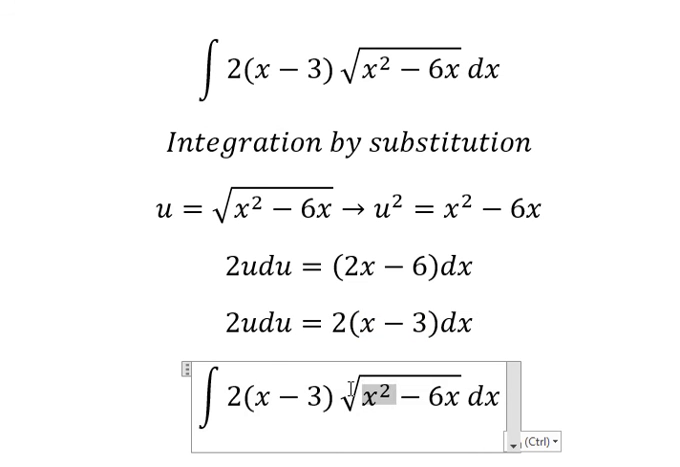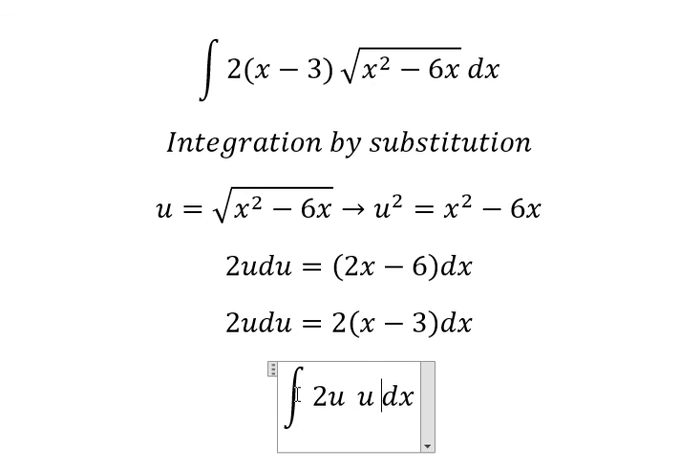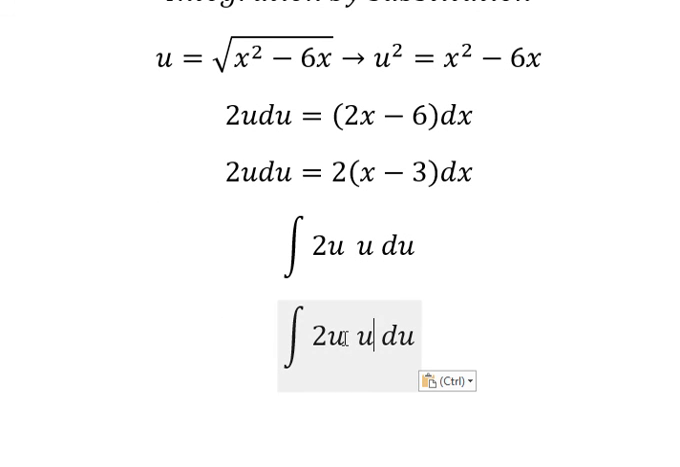This one we change by u. 2 multiplied by s minus 3 ds, we change by 2u du. So u and u give u squared.